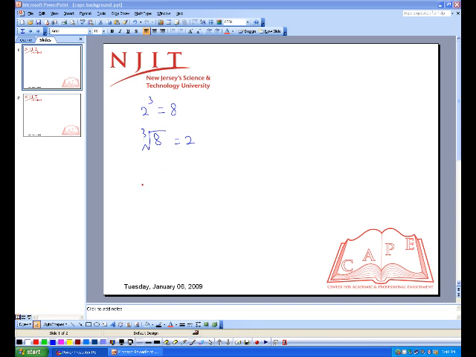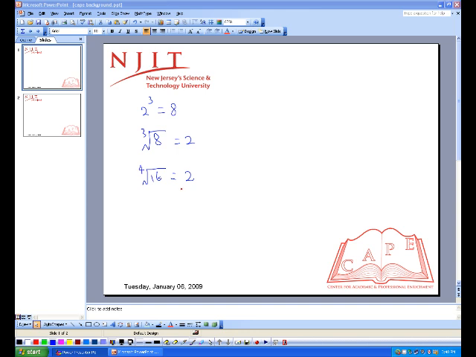So the fourth root, let's say the fourth root of 16, will be asking, okay, what's a number that taken to the fourth power will give you 16? Well, we know that it's 2.